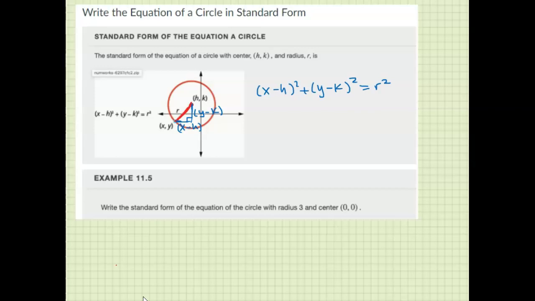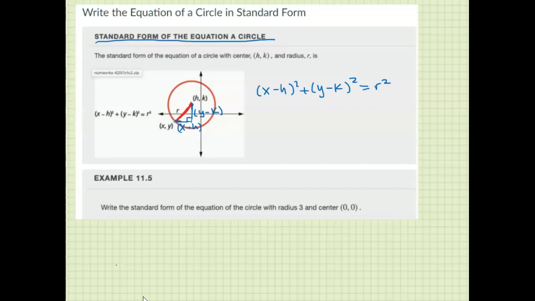But this is called the standard equation, or standard form of the equation of a circle. So this is kind of the most useful equation for graphing circles and figuring out its properties like the center and the radius. Alright, so let's look at example 11.5.